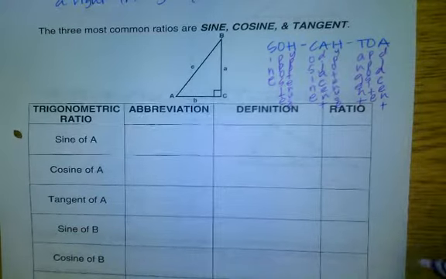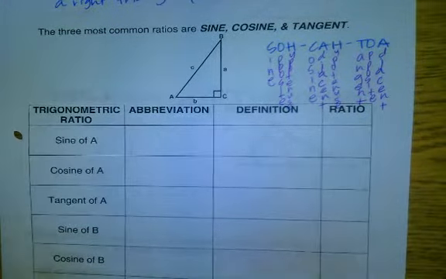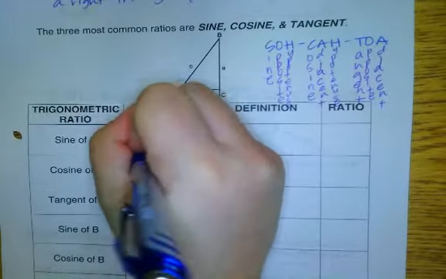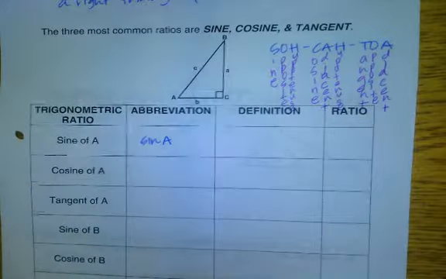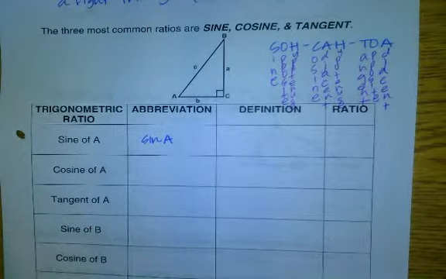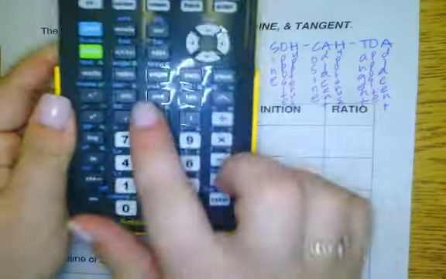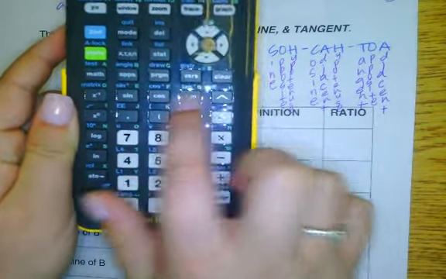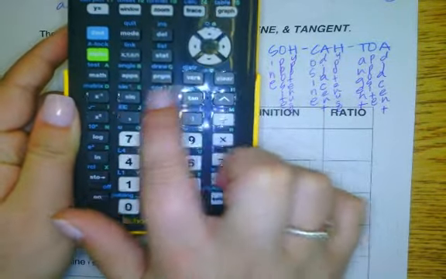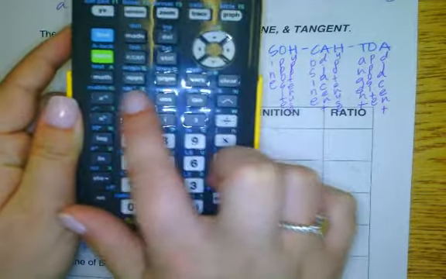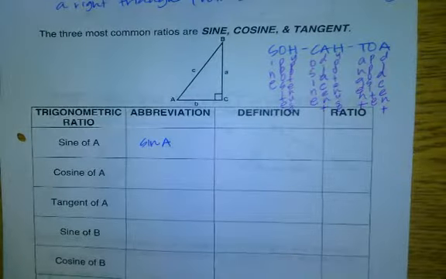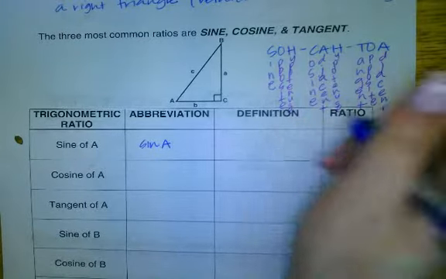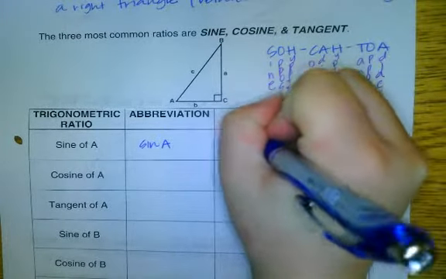Okay, so sine of A, the way that you would abbreviate that is just SIN A. On your calculator, the sine button is here. It just says SIN. So these are the 3 keys that we're going to be working with: sine, cosine, and tangent for today. Okay, how do we find sine? Opposite over hypotenuse. Very good.